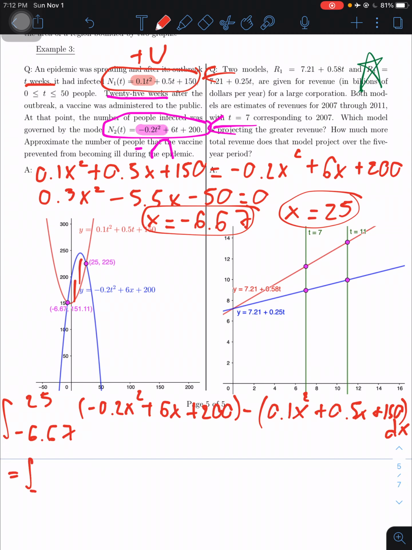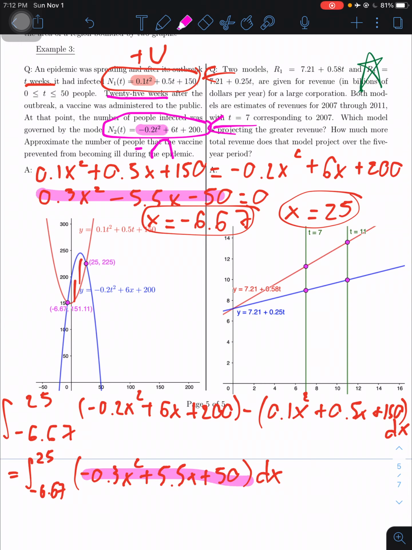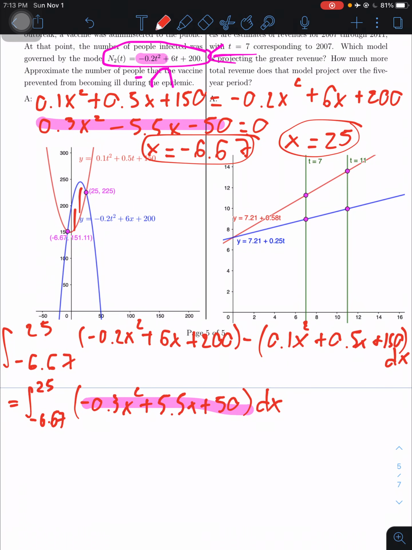So we still have it going from negative 6.67 all the way to 25, but then our function simplifies to 0.3x squared, then 5.5x, and then plus 50 dx. If you notice, the function that we get in here should be somewhat similar to the function that we get for the intersections. And that's a good sign that you did the right algebra. Okay? It's just like fun facts. Anyways, moving on. So, how can we integrate this?